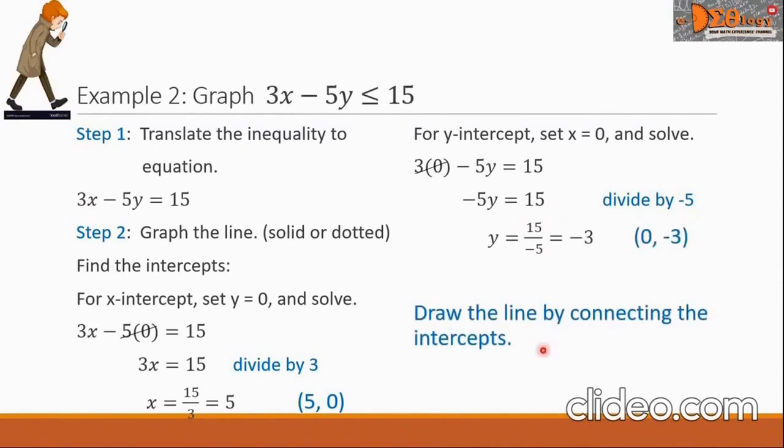We are going to draw the line by connecting the intercepts. Take note also that we should draw a solid line because the inequality symbol here is less than or equal.